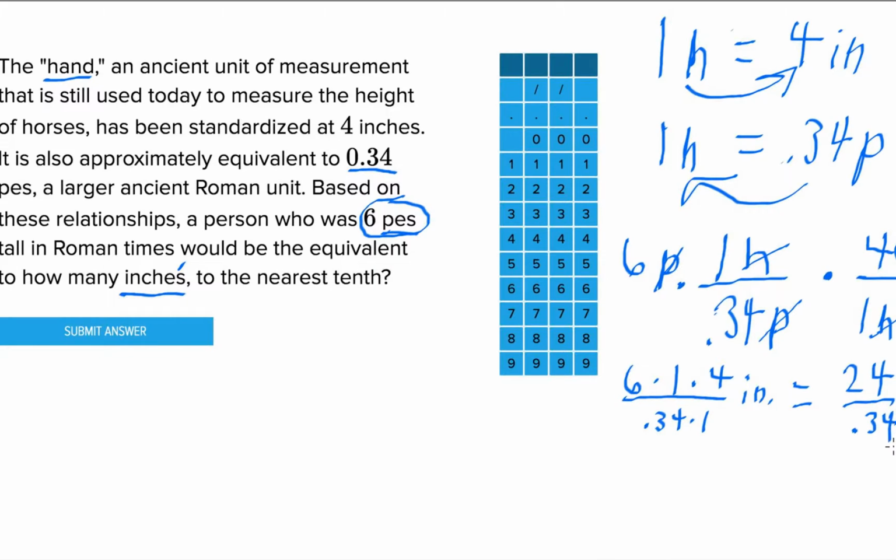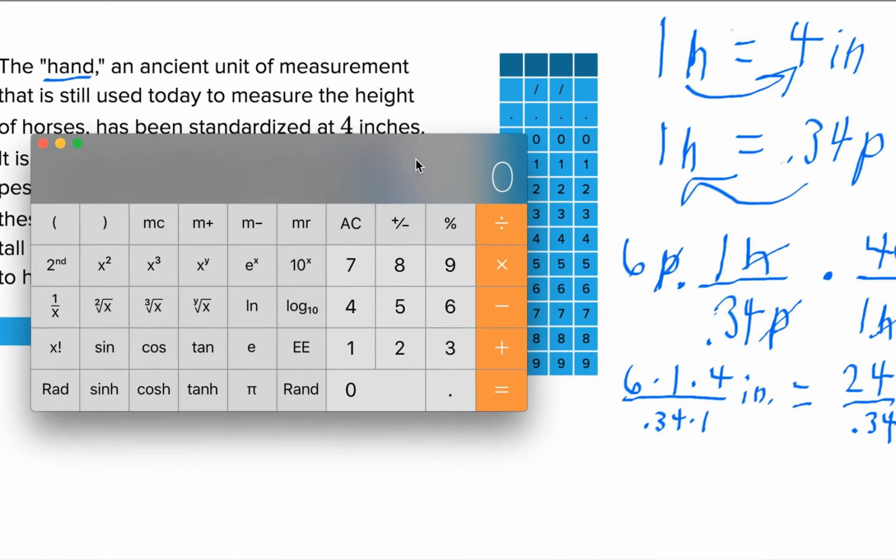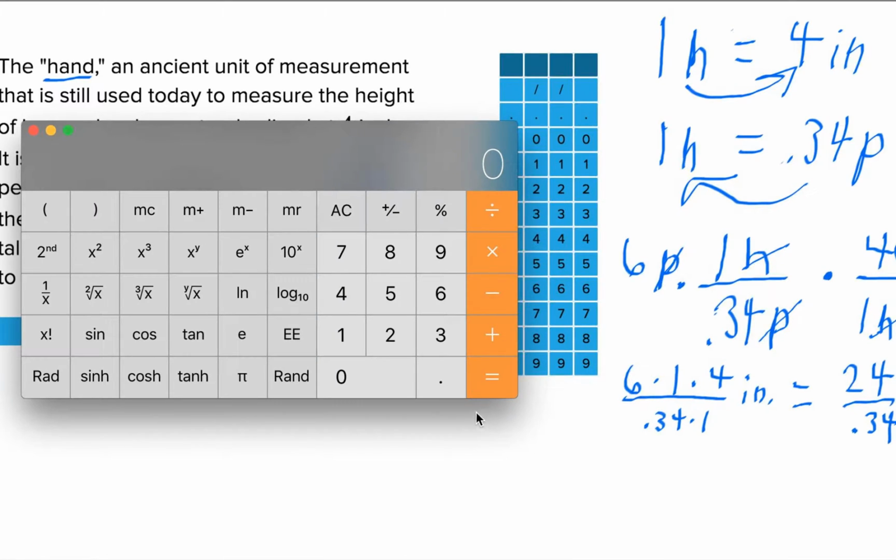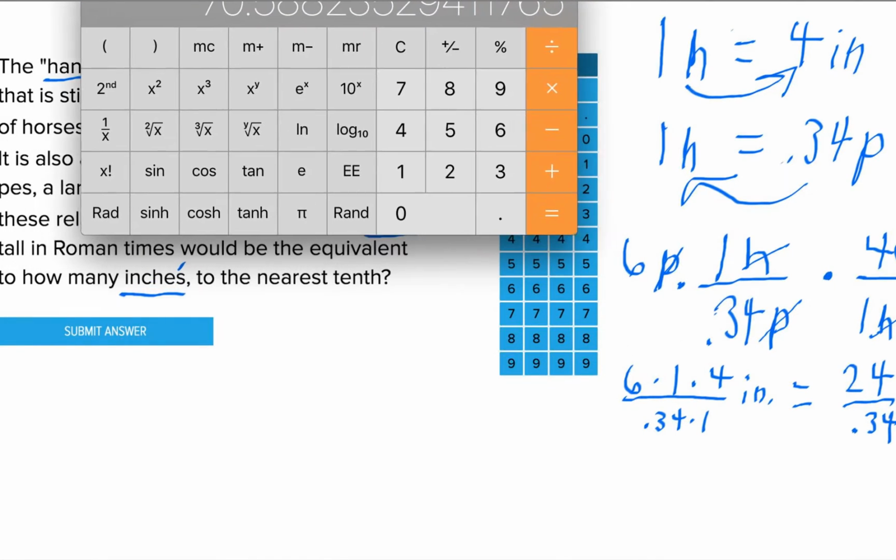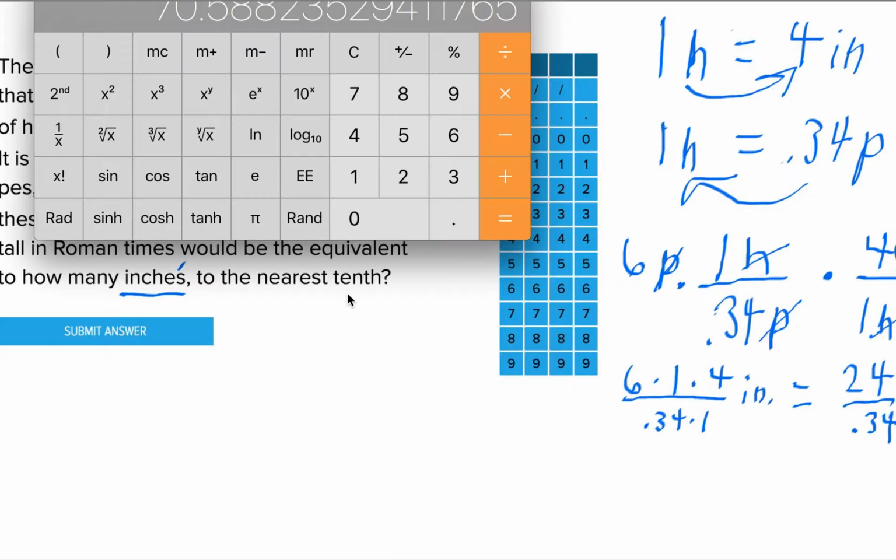And same thing here, 0.34 times 1 is just going to be 0.34. Now this is where the math gets a bit complicated, and here is where I'm going to bring up our calculator. I'm going to go ahead and say that 24 divided by 0.34 equals, and here we're going to get 7.588 and so on. But if we remember correctly, we're asked for the number rounded to the nearest tenth.